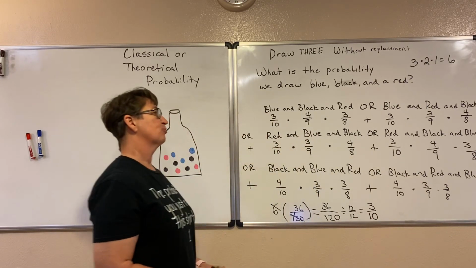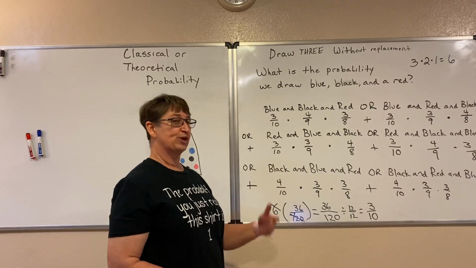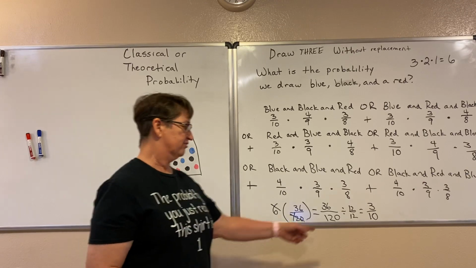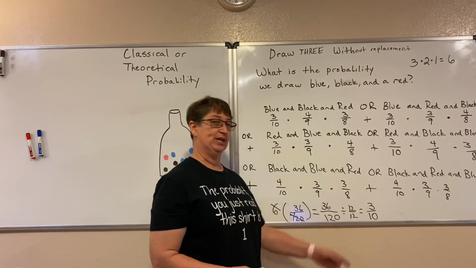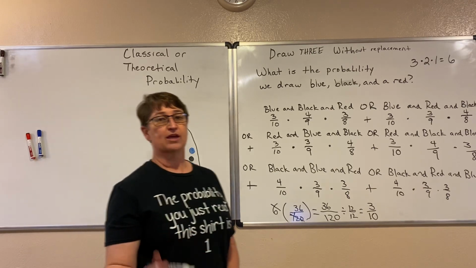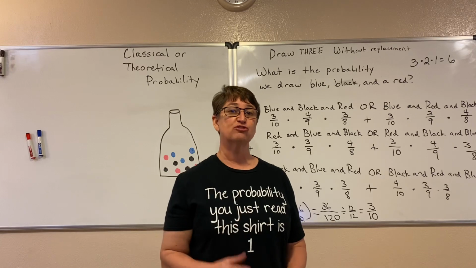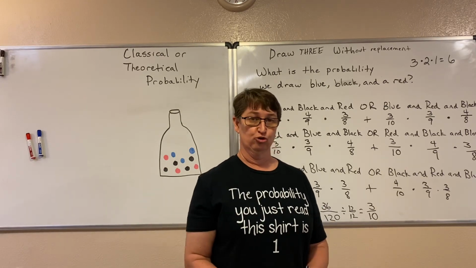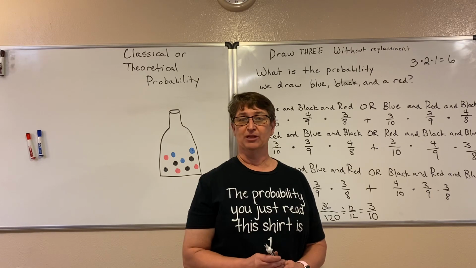So it turns out that the probability that I get a blue and a black and a red in 3 draws without replacement is going to be 3 out of every 10 trials, or we would expect it to be 3 out of 10 trials. Okay, big deal when we're dealing with the classical or theoretical probability is first thing we want to do is write down the words. Once we have the words written down, then you can add the probability to it.